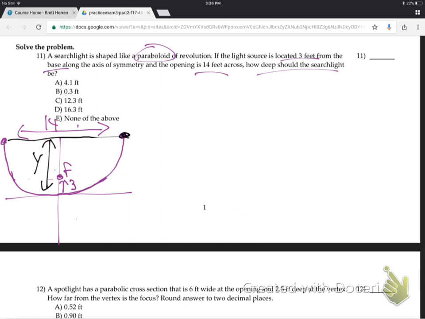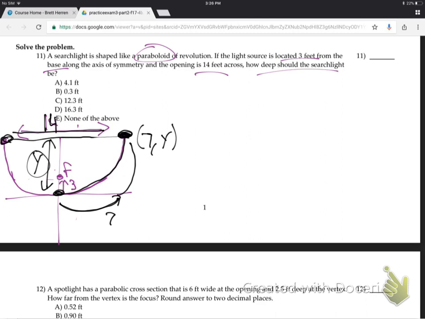So that means this point here is over 7, up y. Do you see that? Because it's 14 all the way across, 14 from here to here is 14. So halfway must be 7, right? Because from the origin, this is over 7 up y. So this point right here on the edge of the parabola is over 7 up y.